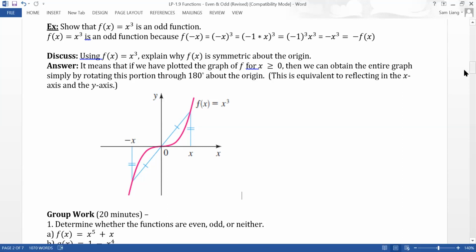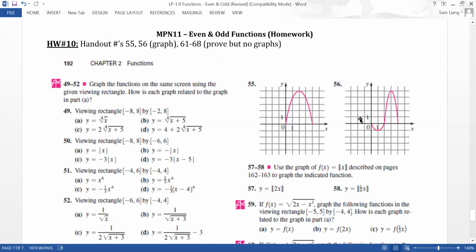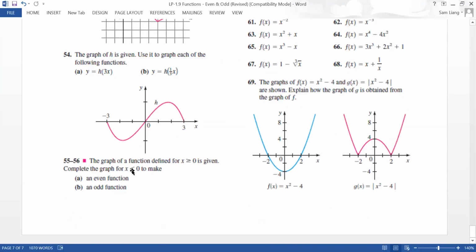Let me show you now which question it was. It was numbers 55 and 56. You're going to have to complete the graph for x less than 0 to make it an even function and an odd function. Remember, even functions reflect over the y-axis, odd functions reflect over the origin. Another way to break that down is reflect in both the x and y axes.